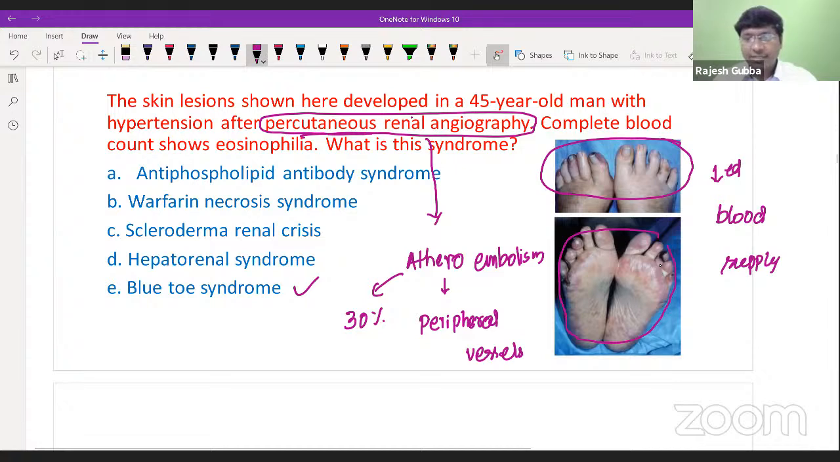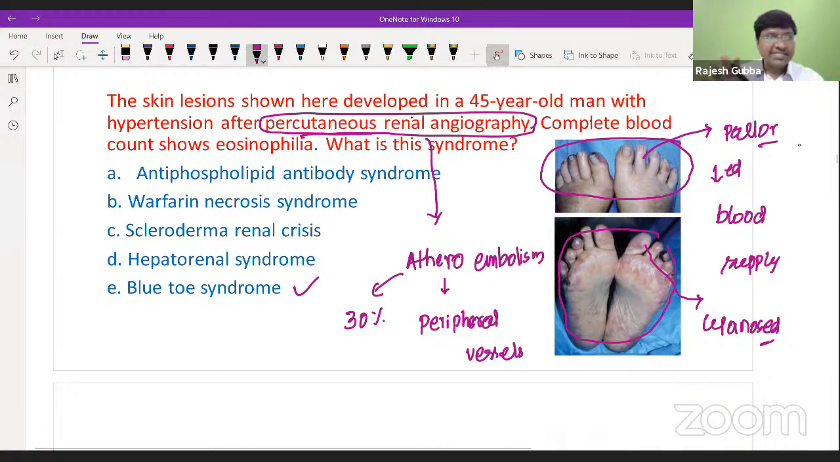That is the reason why in the lower limbs they are completely cyanosed, or you can see the appearance of pallor. This is what is called blue toe syndrome. So this particular history is very important, that is percutaneous renal angiography, because secondary to percutaneous renal angiography, there will be atheroembolism.